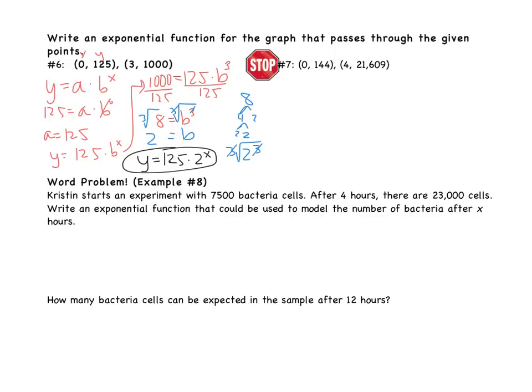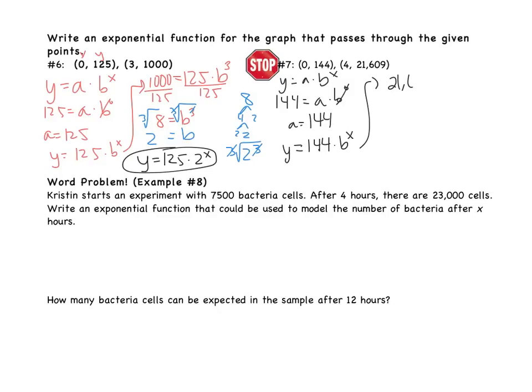Okay, let's see how we did. So we're going to start off with y equals a times b to the x and substitute our first point in. So we get 144 equals a times b to the 0. So we get a equals 144. Our equation then becomes y equals 144 times b to the x. This is where you should have substituted your second point in.